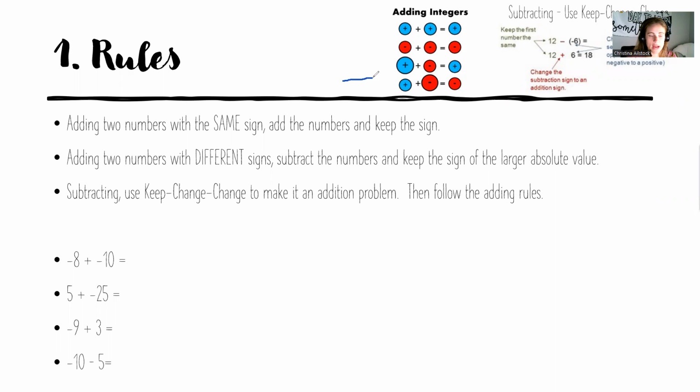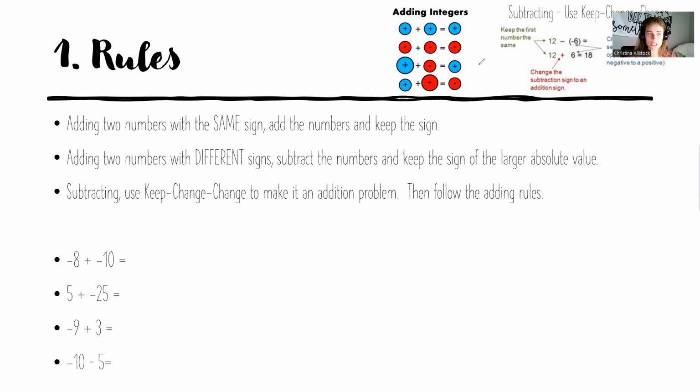We have a little graphic reminding us of our adding integer rules, as well as it written out in bullet points. And then we have our little graphic reminding us to use keep, change, change for subtracting, as well as it being written out here in a graphic. So this is another great opportunity for you guys to add to your notes or take a screenshot when all of these examples are done.